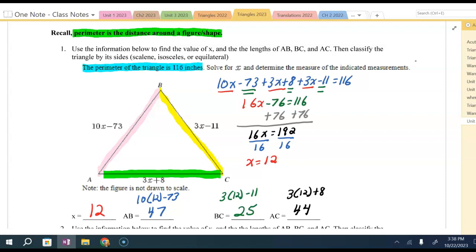Now if we look at these three sides, those three sides are all different. So this is a scalene triangle. Let's take a look at problem number 2.